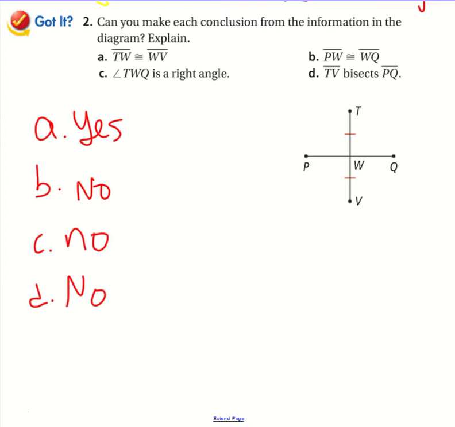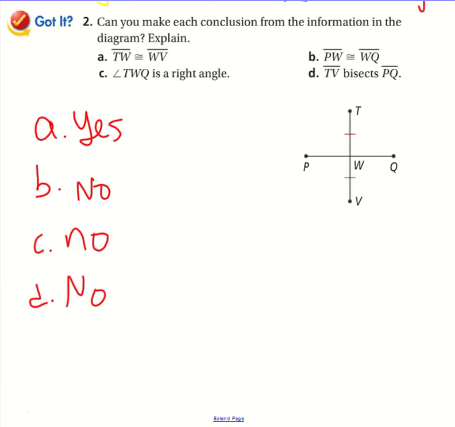And so here are my answers to the questions. A, is line segment TW congruent to line segment WV? They have these markings, so we can say that. B, are segments PW and WQ congruent? They may look like it, but we cannot say that from this drawing. C, is TWQ a right angle? Well, that's one of the things that we cannot just assume without further information. So no, we can't say that.